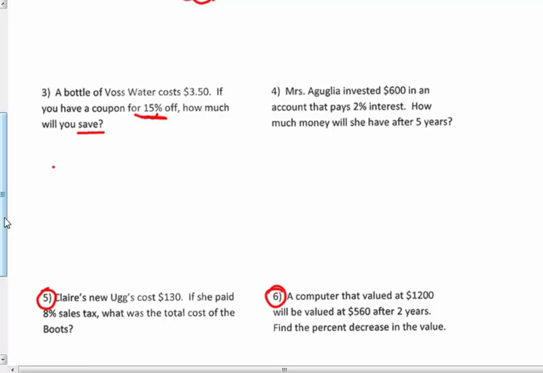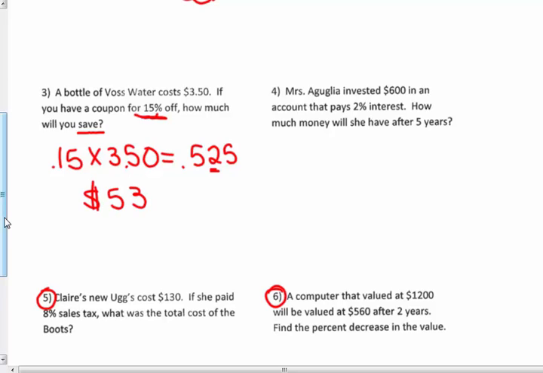15% times $3.50 would give me a savings of 52.5 cents. Well, rounding to the nearest hundredth, because money does round, I would save 53 cents. So how much would you save? You would save 53 cents would be the sentence.